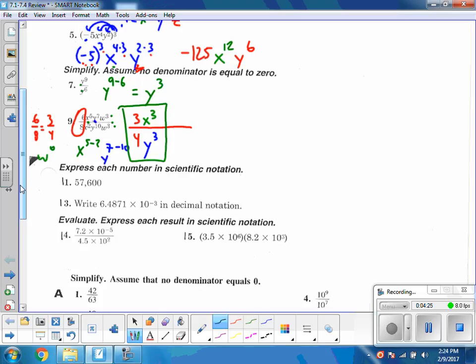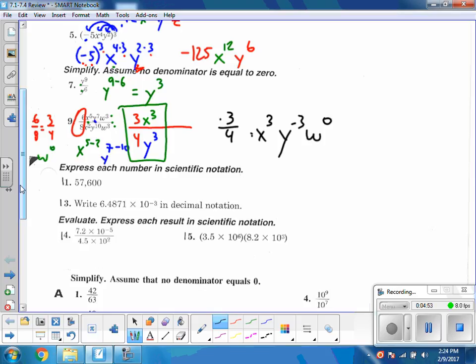3x to the third over 4y to the third. If I kept all the pieces just lined up, I might see it as 3/4, and then I end up with x to the third, which I knew was going on the top. I had y to the -3rd, which I knew was going to go on the bottom, and I had w to the 0, which I knew was clearing out. So top, cleared out, bottom.